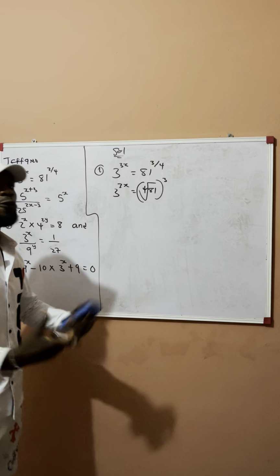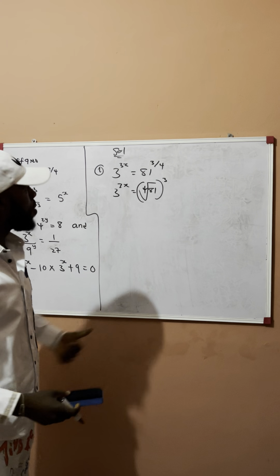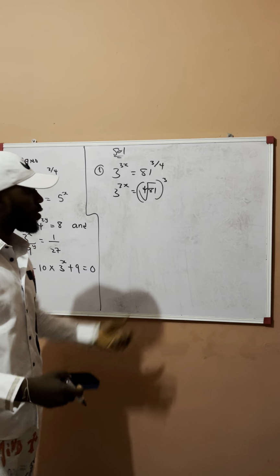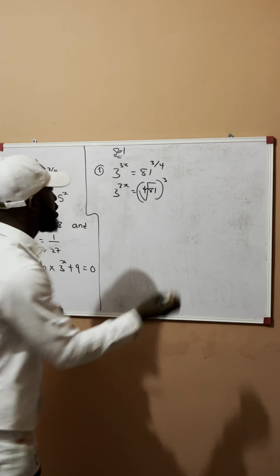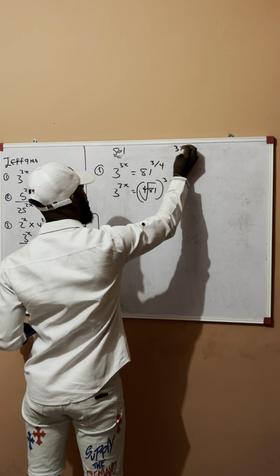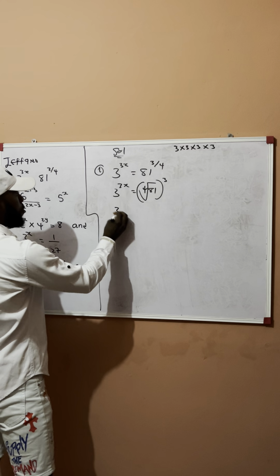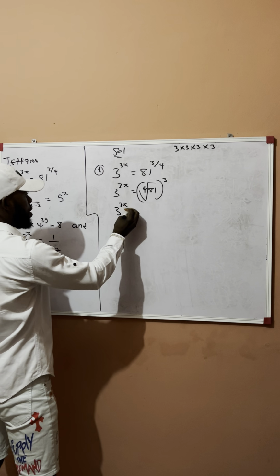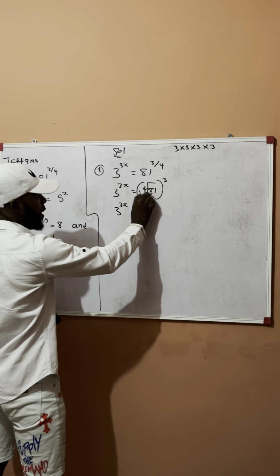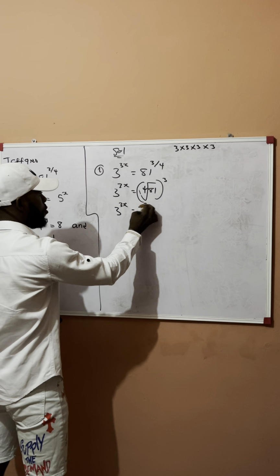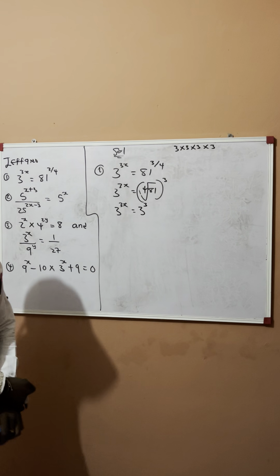Now we explain what 4th root means. It means a number you will multiply 4 times to get 81, and that number is 3, because 3 times 3 is 9, 9 times 3 is 27, and 27 times 3 is 81. So it becomes 3 raised to the power of 3x is equal to, now the 4th root of 81 is 3, raised to the power of 3.